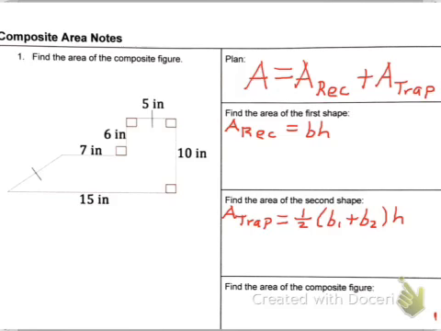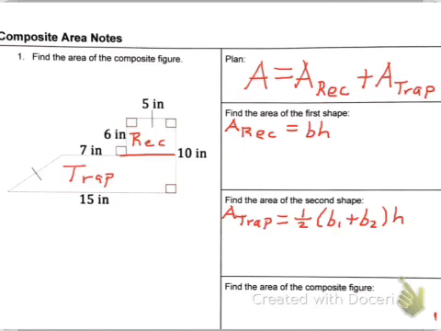In our first picture here, we have a picture that we can break up into two shapes. If I draw a line right here, you'll notice that I have a rectangle at the top and a trapezoid at the bottom. So this piece is my rectangle, this piece is my trapezoid. I've already written the plan up here at the top. So to find the area of the entire figure, we're going to add together the area of the rectangle and the area of the trapezoid.